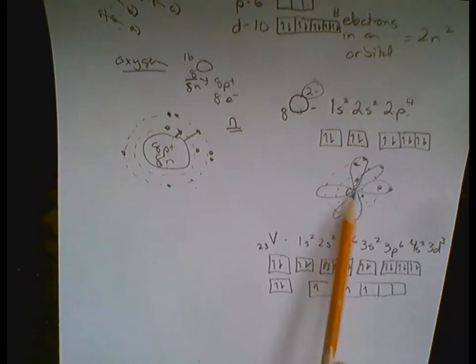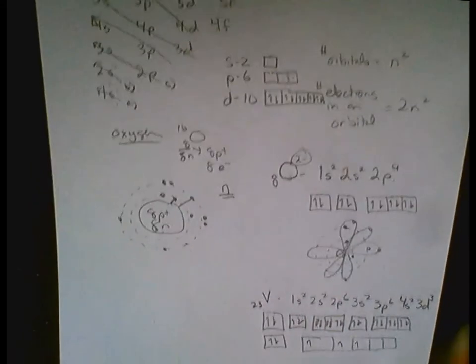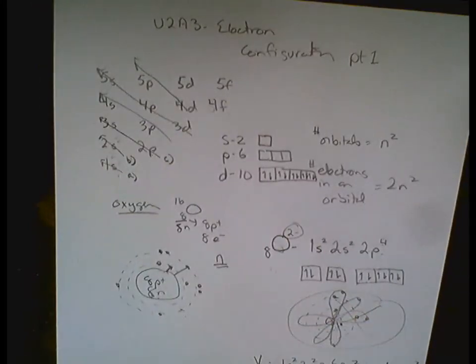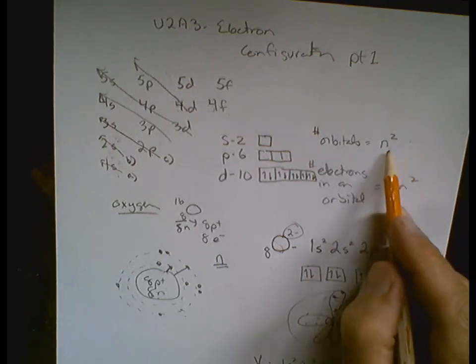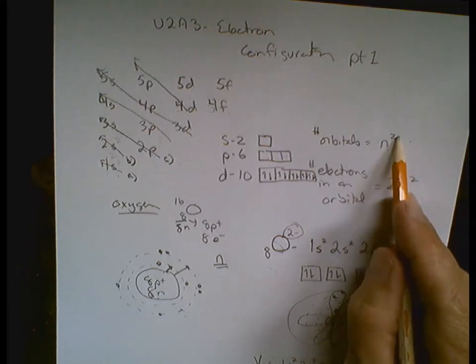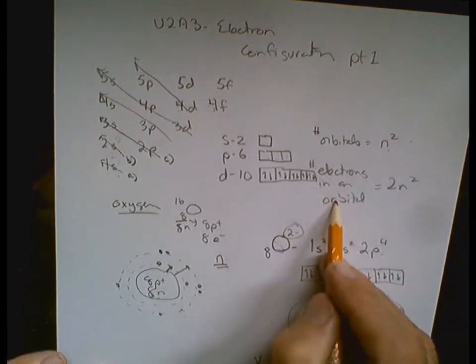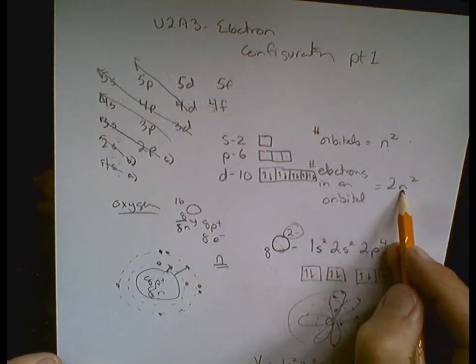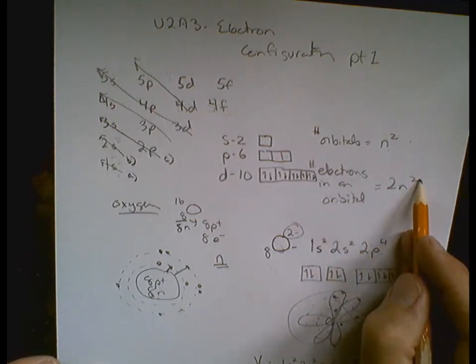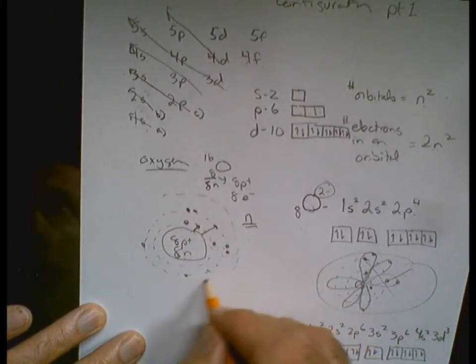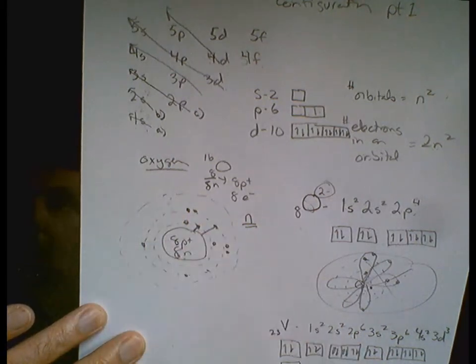Hey, I want to go back. You're not going to have to know this. So this diagram here is not important. Now, if you want to know how many orbitals that you have, it's n2. So if you're on the second energy level, square it, you have 4. 2 squared is 4. Right. If you want to know the number of electrons you have in any energy level, so if you're in the third, square it. 3 squared is 9 times 2 is 18. That means on the third energy level, you would have 18 electrons.